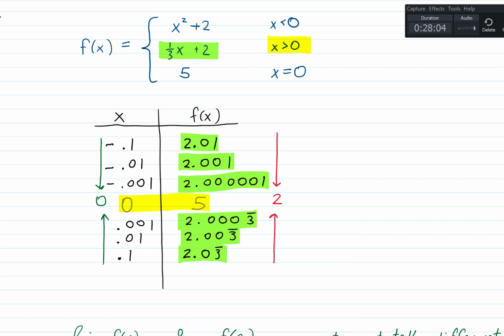but when I say limit as x approaches 0, then I do not care what happens at 0. I only care what happens when you get close to 0. Okay? You could even just leave that off of the table entirely. So from that table, it looks like the limit of f of x as x approaches 0 equals 2. That's what it looks like.